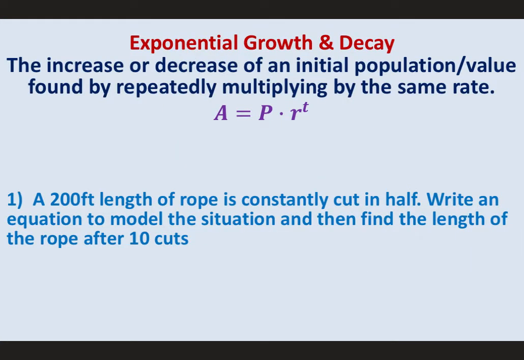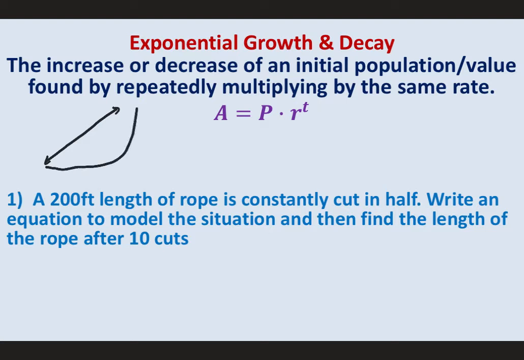All right, let's talk about these items. Exponential growth and decay is the increase or decrease of an initial population by a value that is repeatedly multiplied over and over. In previous classes, you might have talked about linear growth and decay, or quadratic, but we're going to talk about exponential.